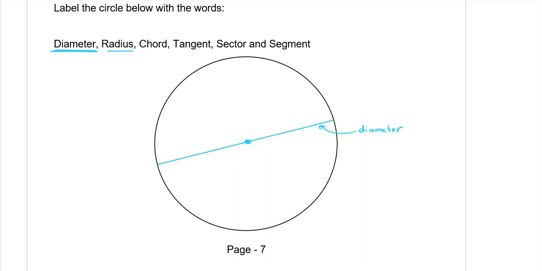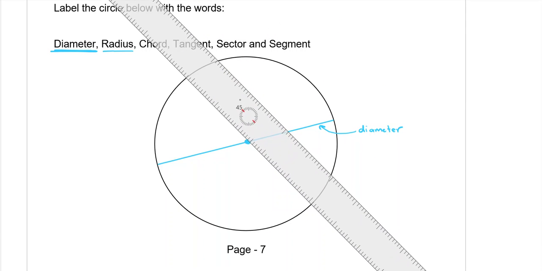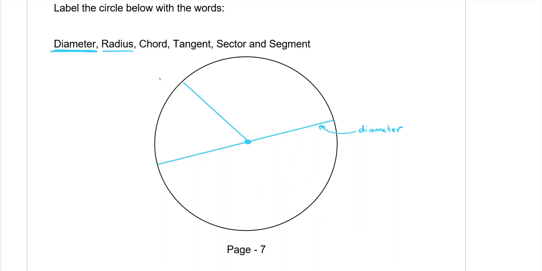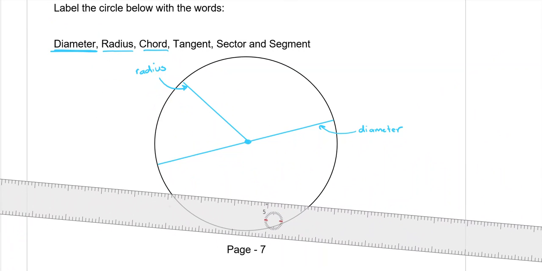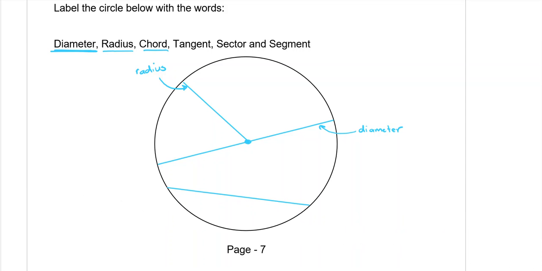Okay, the next word is the word radius. So the radius goes from the center of the circle to the edge. So I'm just going to draw another one here from the center to the edge. That line is called a radius. Next word we have is a chord. A chord goes from one side of the circle to the other, but does not go through the center like the diameter did. So this one here, that can be my chord.